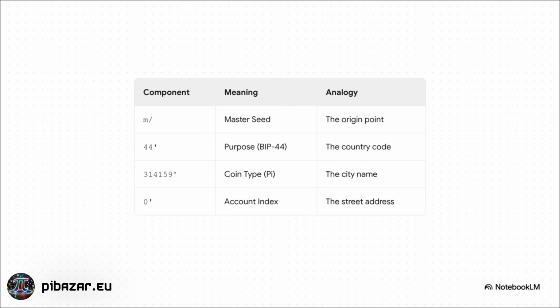And this is where it gets really interesting when you decode those coordinates. The m at the beginning, that just means we're starting from the master seed, our origin point. The 44 prime is a universal standard for cryptocurrencies, kind of like a country code. And how cool is this? 314159 prime. Get it? Pi. That's the unique identifier for the Pi network itself. That's our city. And finally, 0 prime is your specific account, the street address. Put it all together and you have a one-of-a-kind path that leads directly to your Pi wallet.